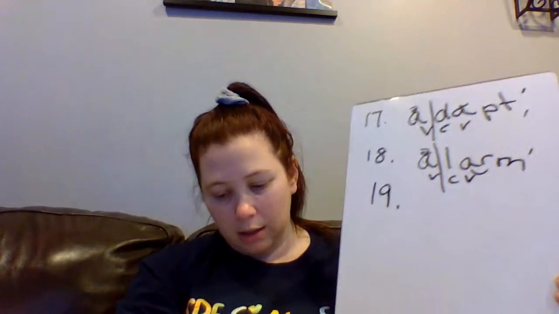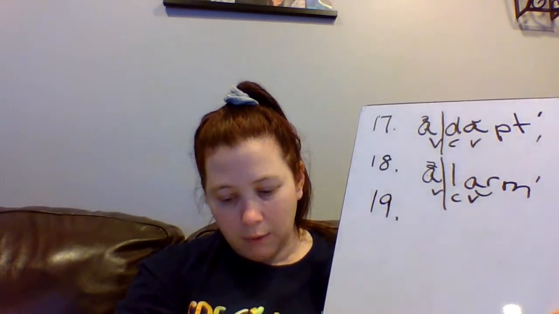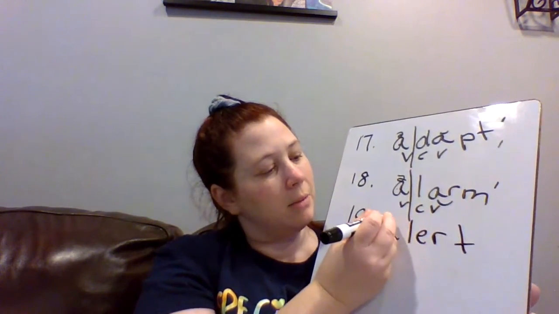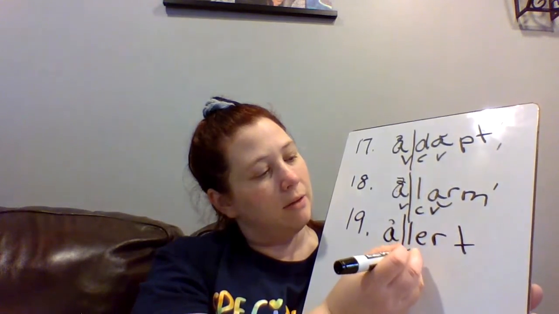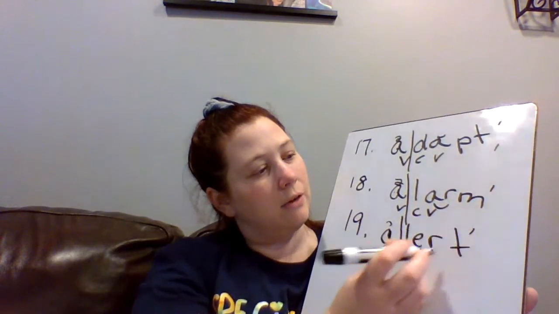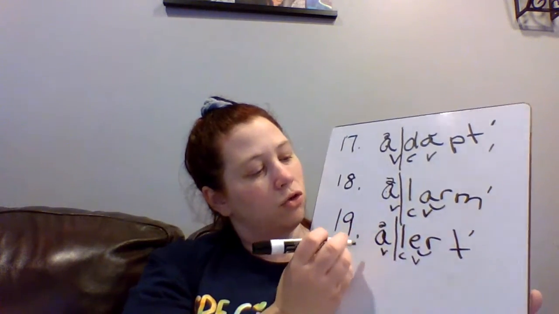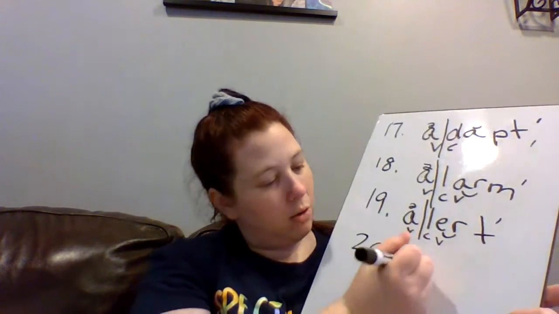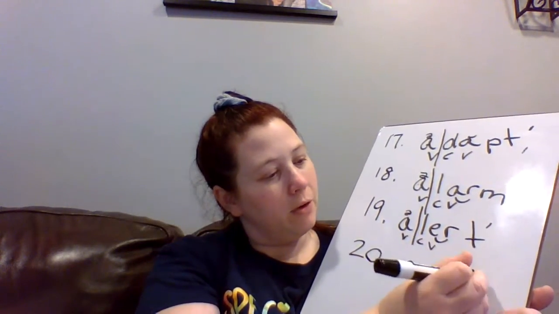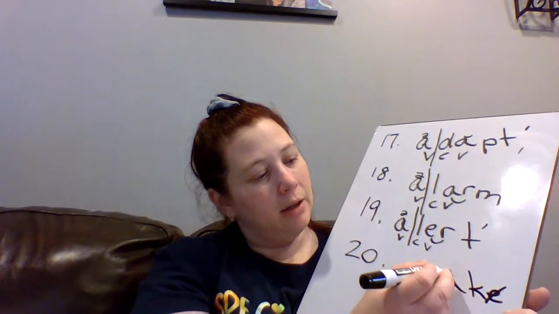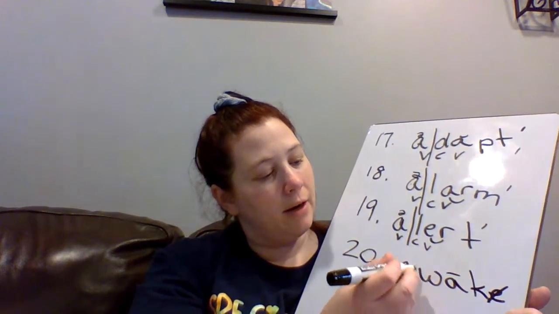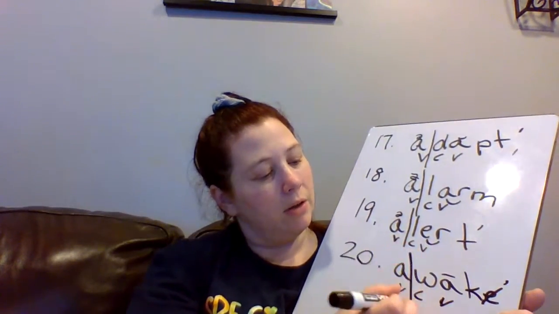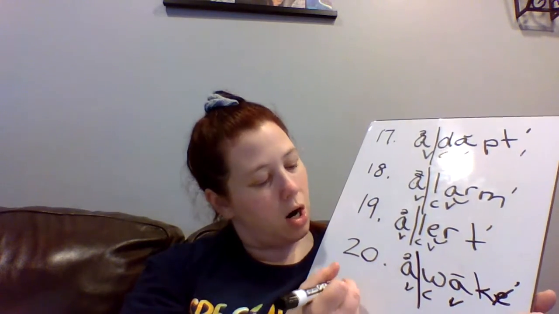Number 19, we have alert. See, these are all the same. Most of the time our A vowel is at the beginning. Here we have vowel, consonant, vowel. Here's our ER combination. Our accent goes on the second. And a schwa on the top there. Number 20, awake. We talked about this one already. We have our E, it gives us an A maker on there. We have vowel, consonant, vowel. We're accented over here. So our A gets the schwa.